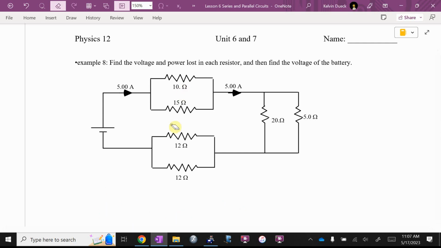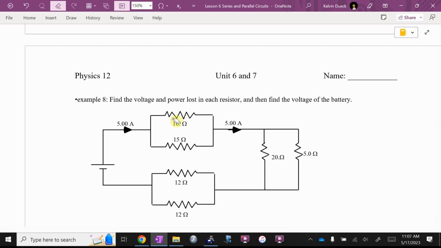These two are in parallel with each other and can be combined. These two are in parallel with each other and can be combined. So I'm going to do these two. In fact, I'm going to do them up here because I got room. I'm going to go 1 over R parallel. That's going to be 1 over 10 plus 1 over 15. What can I replace that 10 and that 15 with as a single resistor?